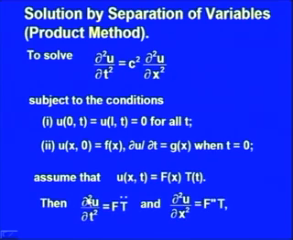So, assume that u is equal to f into t. Then, if you differentiate u partially with respect to t twice, you will get f into t double dot. So, here dots represent the derivatives with respect to t, and if you differentiate it partially with respect to x twice, then you get ∂²u/∂x² as f double dash x into t. So, f double dash here represents the second derivative of f with respect to x. So, primes denote the derivatives with respect to x, while the dots denote derivatives with respect to t.